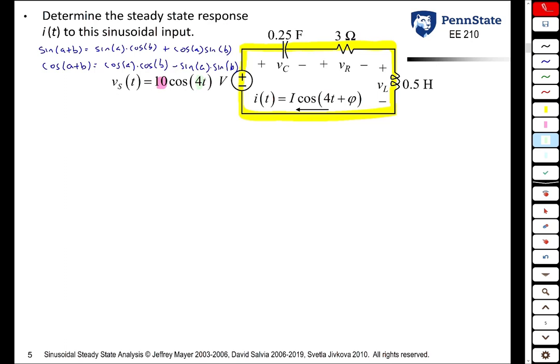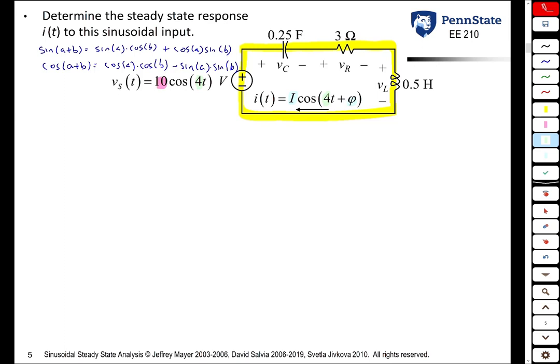So this loop current, I of t, we're going to say it has some amplitude I that we do not know. It's going to have a phase phi that we do not know. But we do know its frequency has to be the same as the frequency of the sinusoidal input. Input is 4 radians per second. The current, our output, is going to be 4 radians per second.